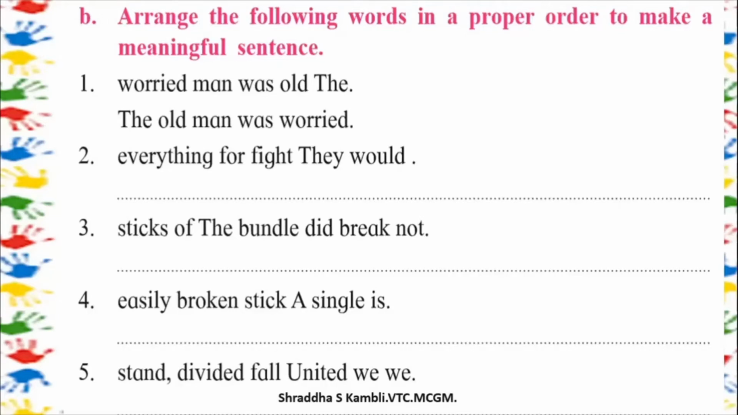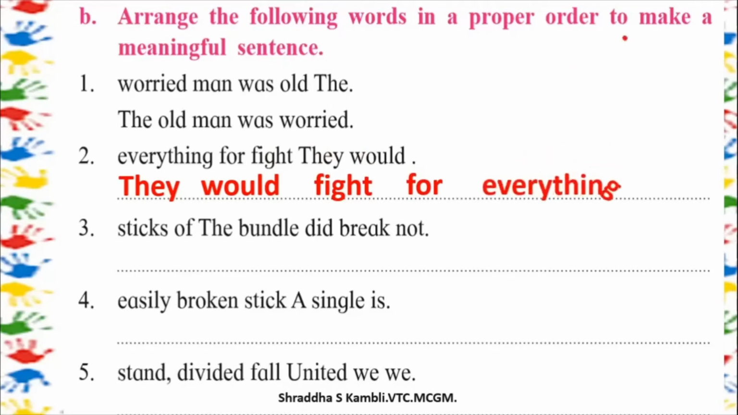Alright, so now in this way, let us see how the second sentence will be arranged. So like I told you, the word with the capital letter will come first. So which is the word with the capital letter here in this sentence? The word is they, T-H-E-Y, which starts with the capital letter T, will come first. So they, then you will write would fight, F-I-G-H-T, fight for everything, and then you will put the full stop in the end to show that the sentence is complete.